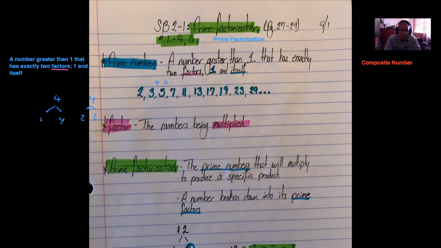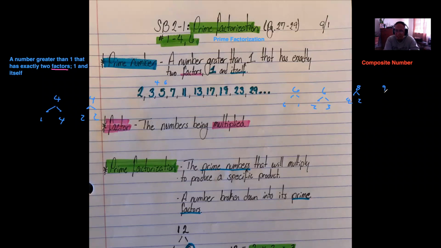The number 6, which is between 5 and 7. 6, I can break it down not only into 6 times 1, though that is, of course, possible, but I can also break it down into 2 times 3. So I have more options. I can break it down differently. The number 8, again, not just 8 times 1, but I can do 4 times 2. I can break it down.